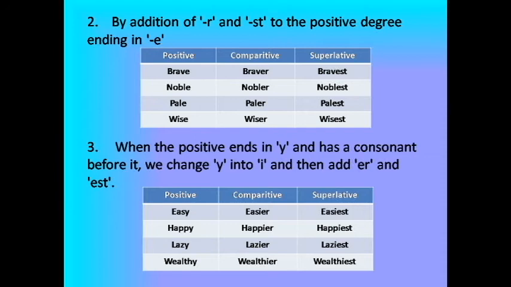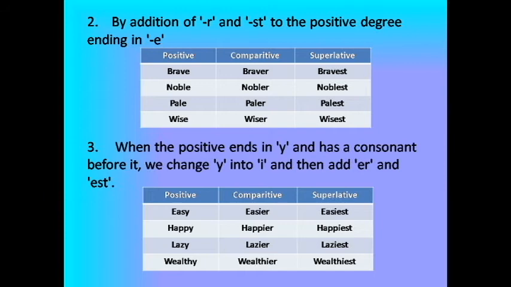Other few examples are also of the same kind. Noble changes to nobler by just adding r in the comparative degree and changes into the superlative degree by adding st at the end of the positive degree adjective. Pale changes to paler and lastly into palest in the superlative form. Wise changes to wiser in the comparative form and then into wisest in the superlative form.